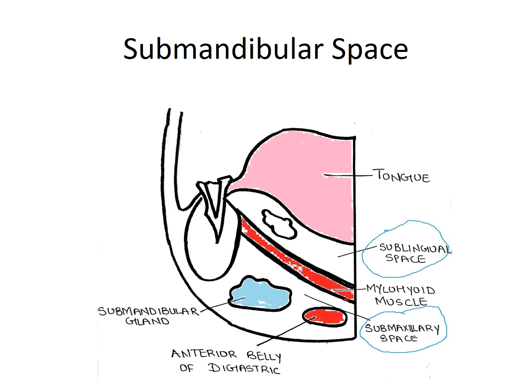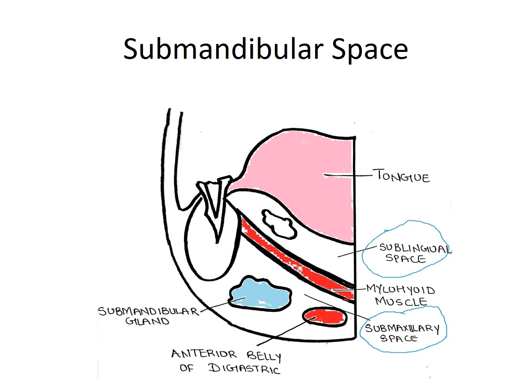As can be seen in this figure, the mylohyoid muscle divides the submandibular space into two spaces. The one which is above the mylohyoid muscle is called the sublingual space, and the one which is below the mylohyoid muscle is called the submaxillary or submental space. These two spaces have been shown here in blue circles.